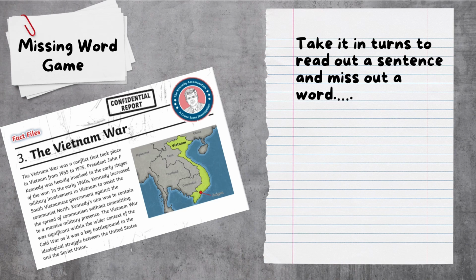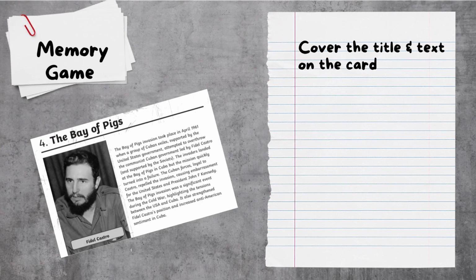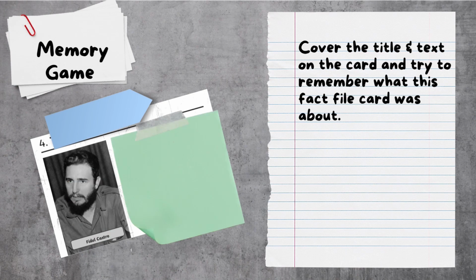The missing word game. Take it in turns to read out a sentence and miss out a word. The other person fills in the blank by guessing the missing word. And the memory game. Cover the title and text on the card and just using the image try to remember what this fact file card was about.